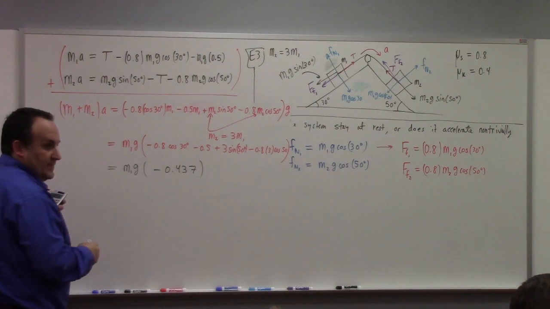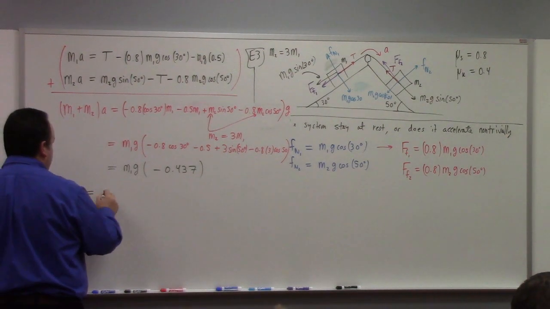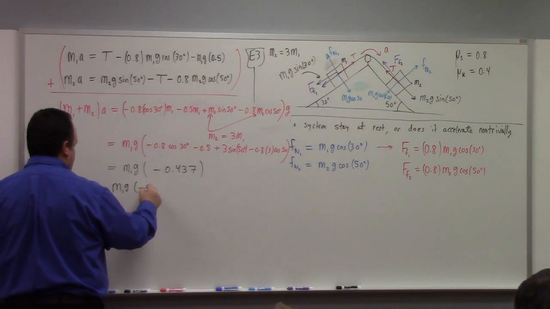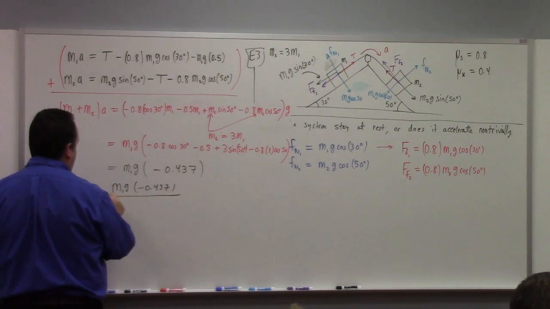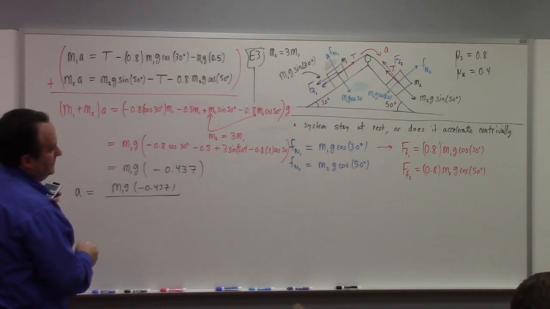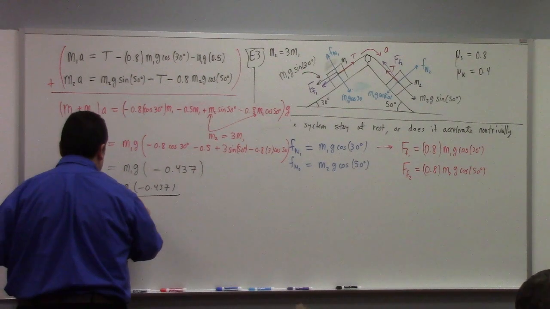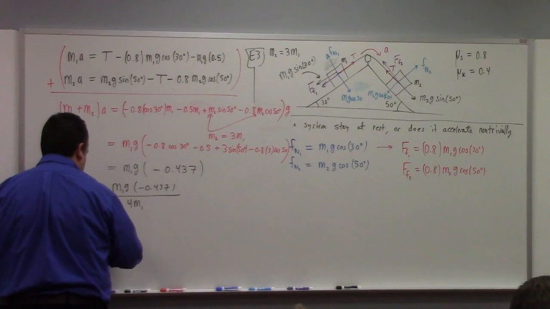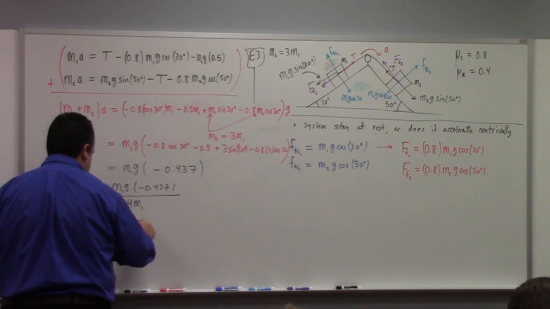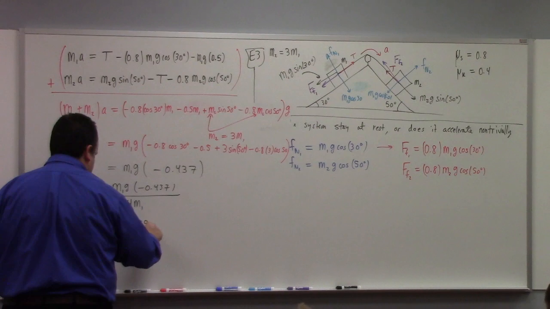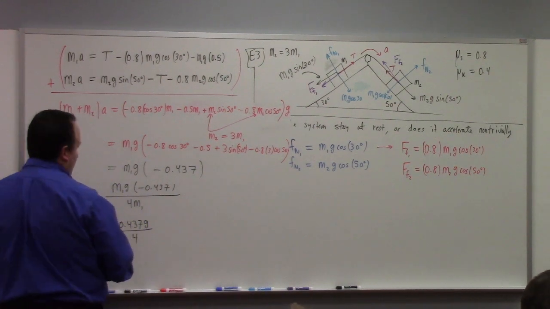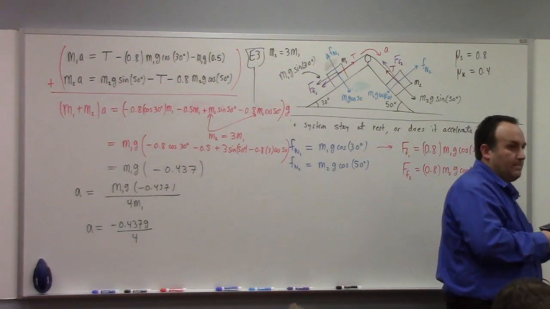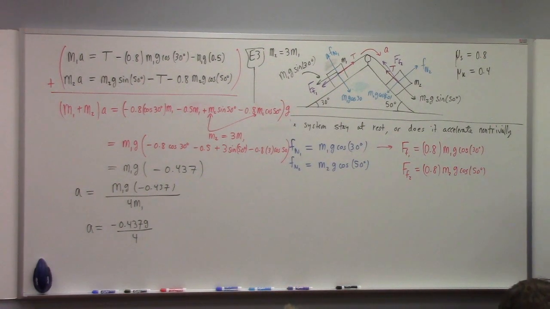That's it, you know. So we have the acceleration is what? m1g times minus 0.437 divided by what? m1 plus m2 is what? It's just 4m1, right? So the acceleration is, and now is this a legitimate acceleration? I mean, it's not. Why do I say it's not? This is negative, right? What does that mean?